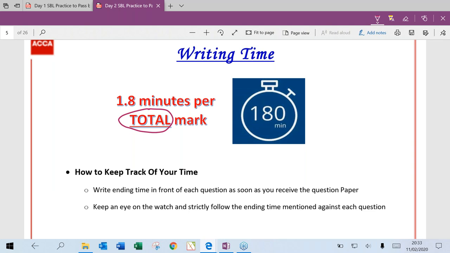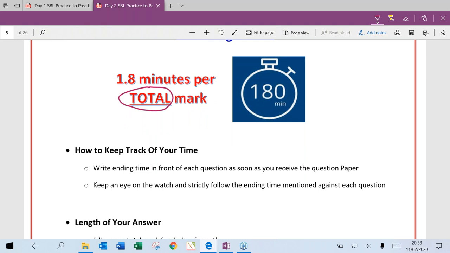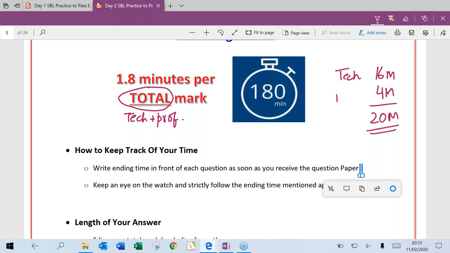And what do I mean by total mark? I mean technical mark plus professional mark. So if you remember the SFA question we did, it was 16 marks for the report, and then there were 4 marks for evaluation skills, and total marks was 20. So the 16 marks is called technical marks, and the 4 marks is called professional marks, and total marks is 20. All right.